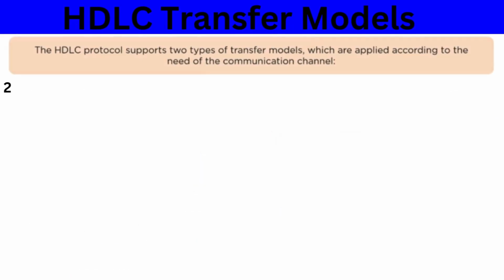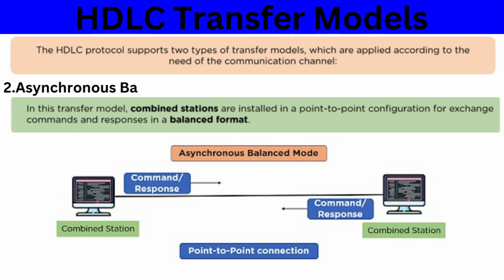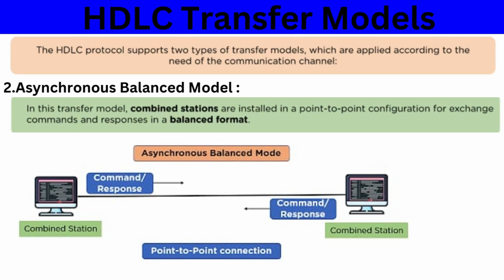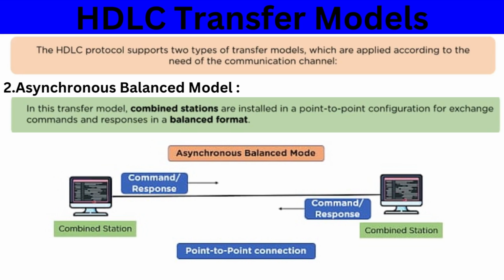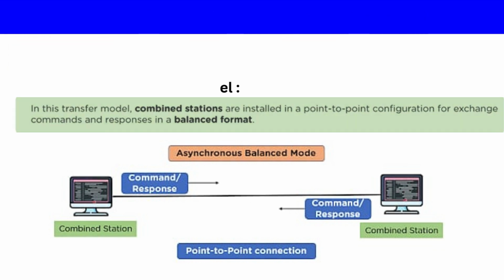The second type of transfer model is known as the asynchronous balanced model. In this transfer model, combined stations are installed in a point-to-point configuration to exchange commands and responses in a balanced format.